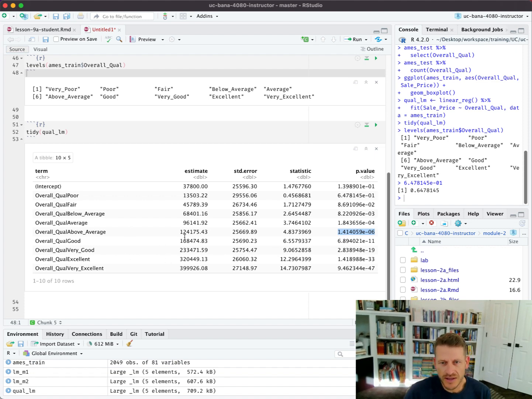For each one of these, the coefficient is just telling us the difference in the average sale price between the very poor homes and the homes with that quality rating, such as above average. So in this case, we can expect homes that are above average as far as quality to have a sale price of about $124,175 more than homes that are considered very poor.